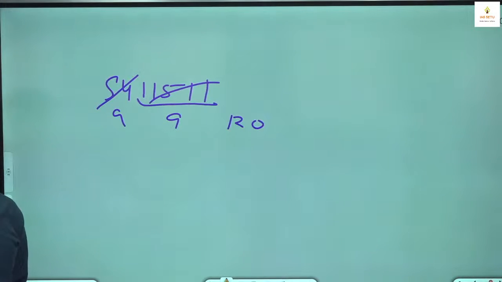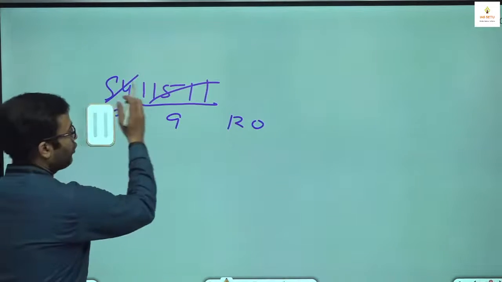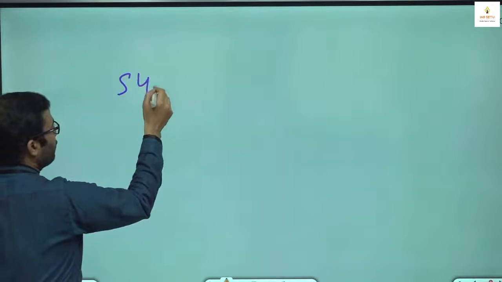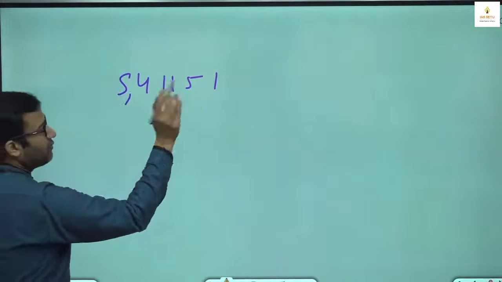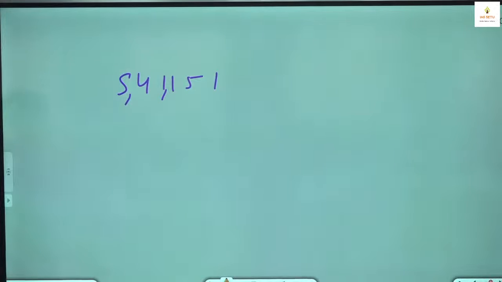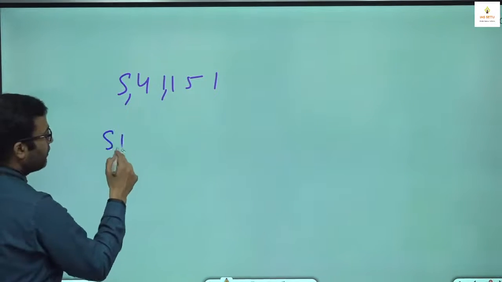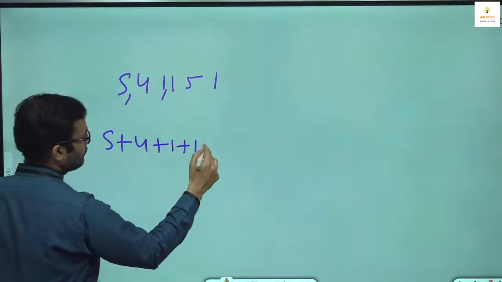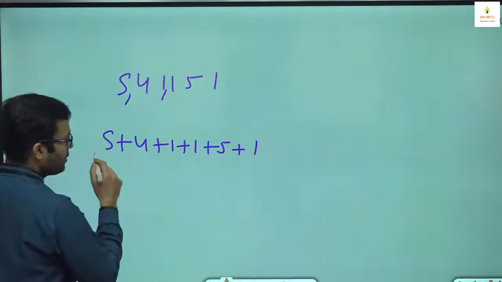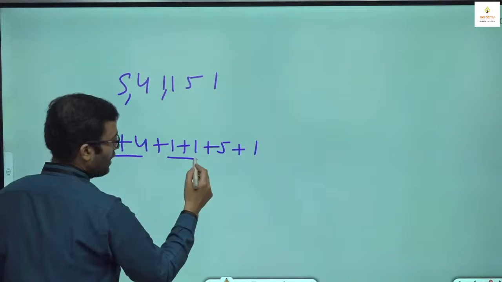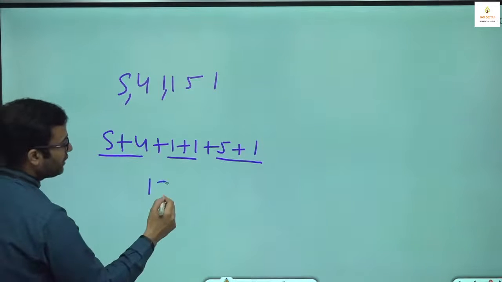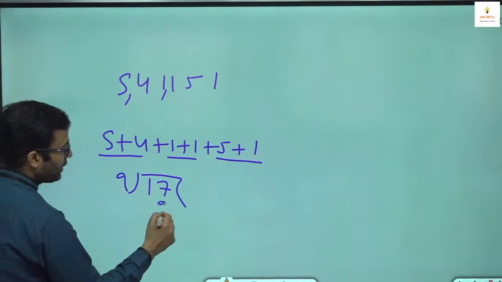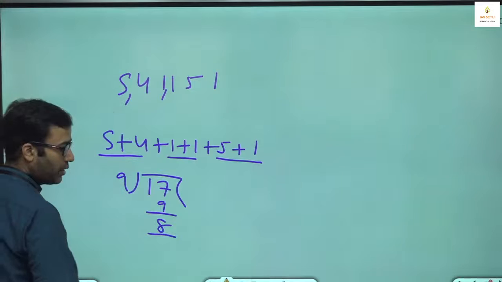बेटर है बिल्कुल. It will save your time. देखो, 54115, 5,41,151 दिया. प्रोसेस क्या कहता है? प्रोसेस कहता है you have to add all these digits. 5 plus 4 plus 1 plus 1 plus 5 plus 1, 9 plus 2, 11, 11 plus 6, 17. 17 divided by 9, your remainder is 8.